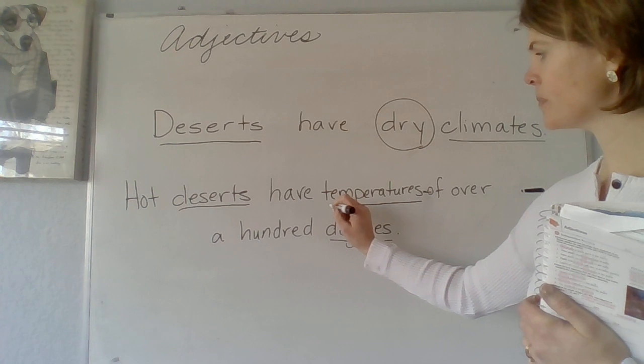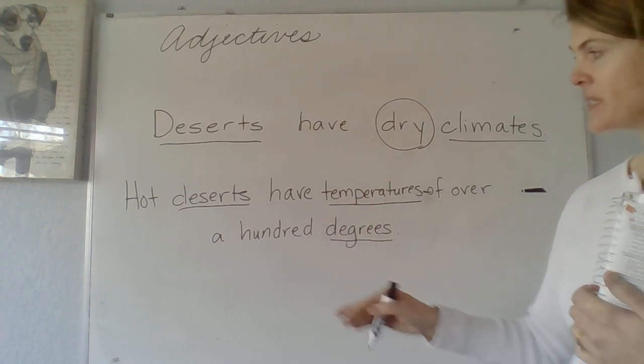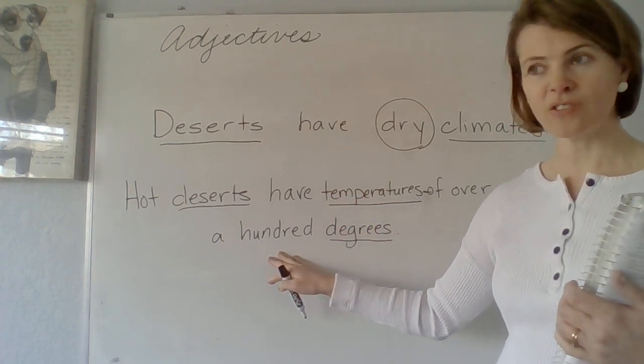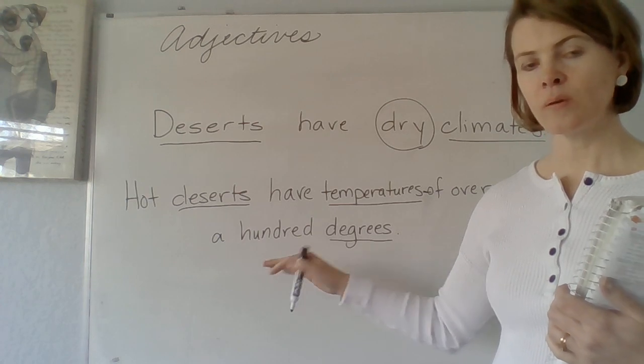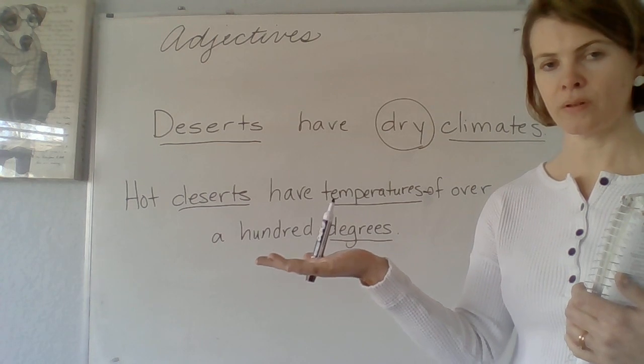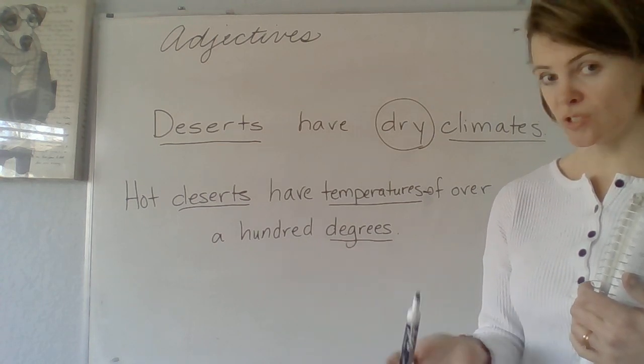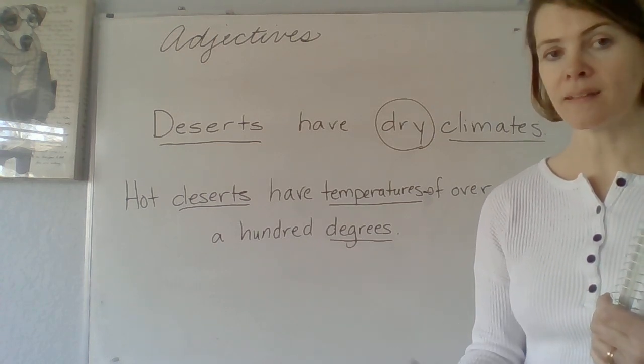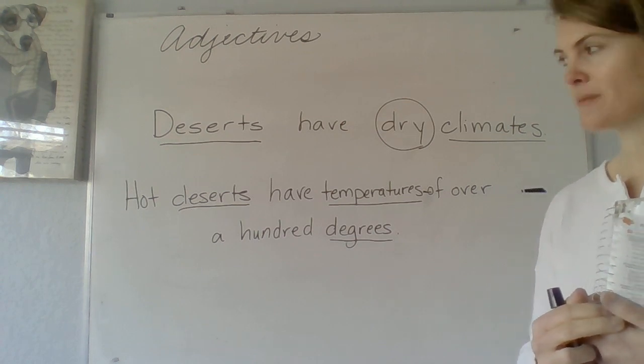Temperatures. Temperatures are a thing. Now you might be tempted to say 100. 100 is a thing. We count with that. But 100 in this sentence is not being used as a number by itself. It could be used as a describing word to tell how many, but it's not a noun in this sentence.